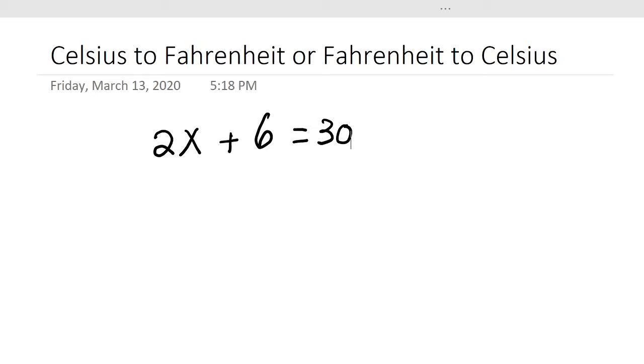Let me just start the problem we have right here. What we have is 2x plus x equals 30. Our job right here is solve for x.